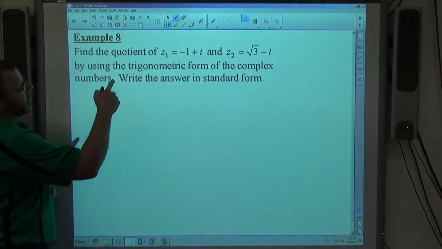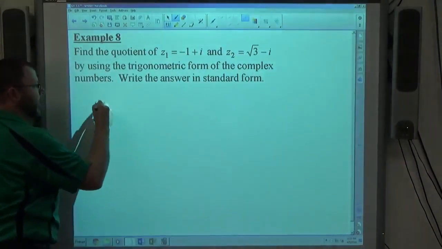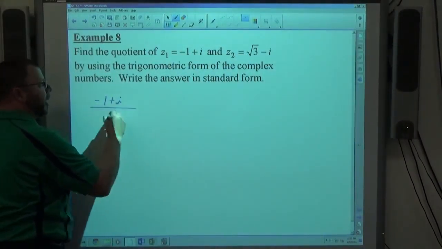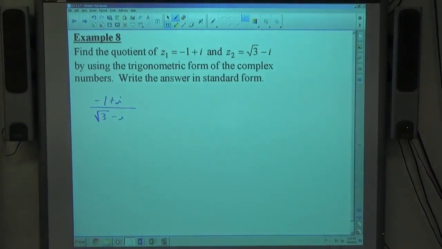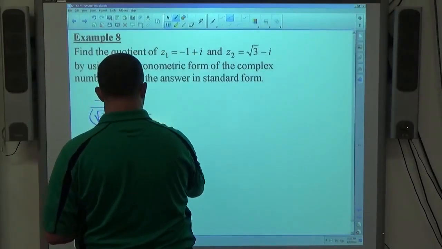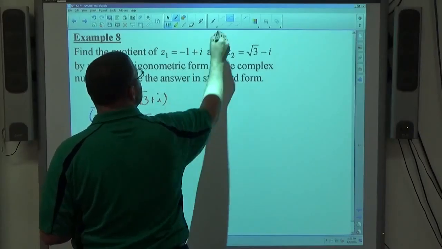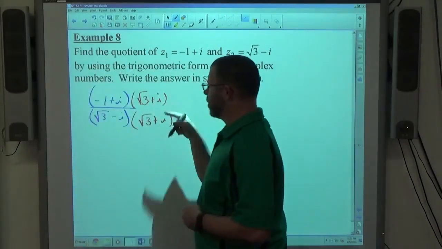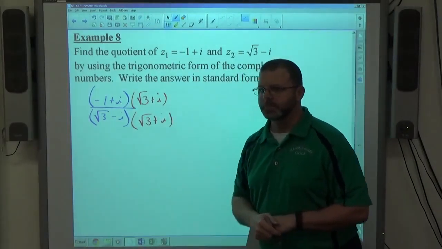It looked like this. When it says quotient of one and the other, they want the top divided by the bottom. So -1 plus i divided by the square root of 3 minus i. What we did in Algebra 2 was simplify by getting the i off the denominator. The way we did that, we multiplied by the complex conjugate. So the top and the bottom both get multiplied by the square root of 3 plus i. Same first sign, opposite second sign.